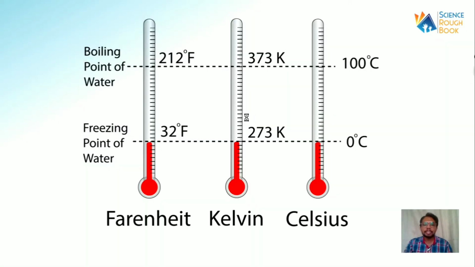First of all, let us clarify the difference between the Fahrenheit scale, the Kelvin scale and the Celsius scale. The first thing you have to understand here is the Celsius scale. Why? Because in India we use the Celsius scale as the primary scale for measuring temperature. So we shall start from the Celsius scale only.